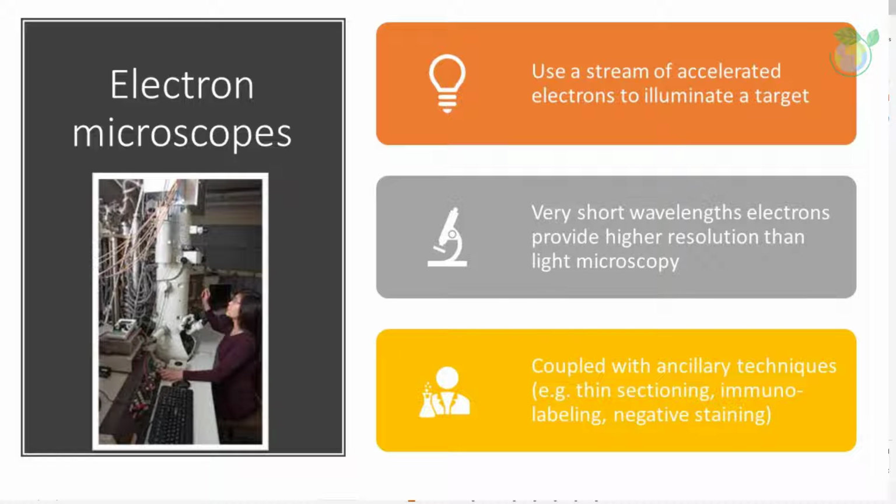The high resolution of EM images results from the use of electrons, which have very short wavelengths, as the source of illuminating radiation. Electron microscopy is used in conjunction with a variety of ancillary techniques, e.g. thin sectioning, immunolabeling, negative staining, to answer specific questions. EM images provide key information on the structural basis of cell function and of cell disease.